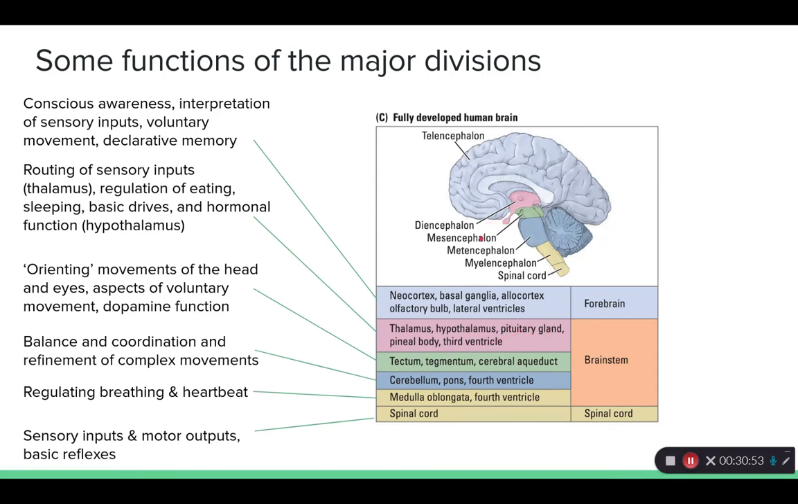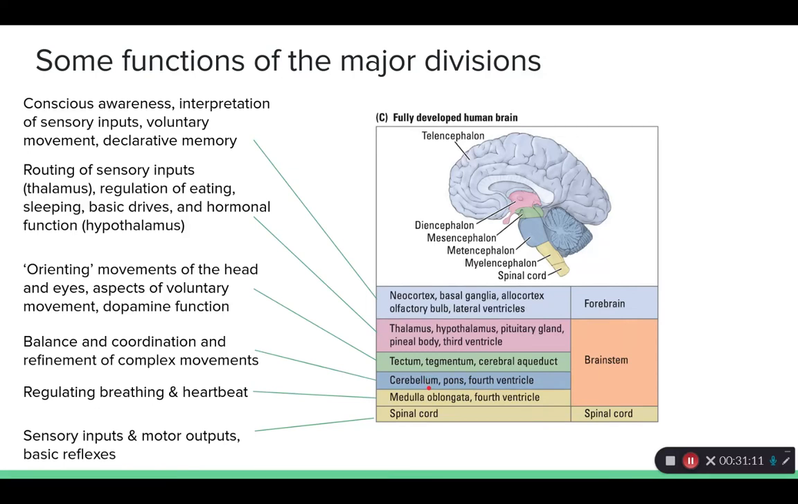In addition to that, the mesencephalon also contains most of the dopamine neurons that exist in the brain. And dopamine is a very, very important neurotransmitter we'll learn about a little bit later for things like movement and reward and stuff like that.